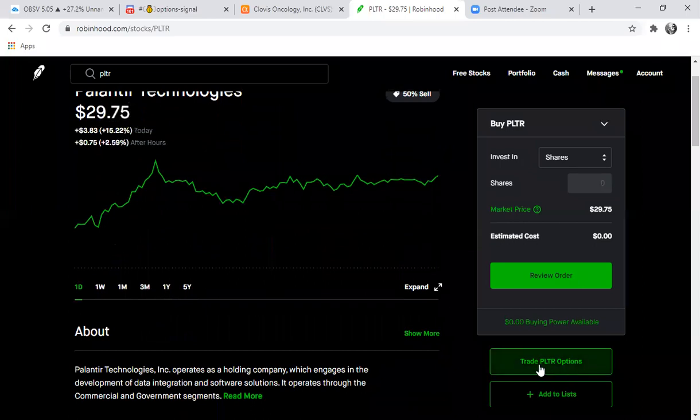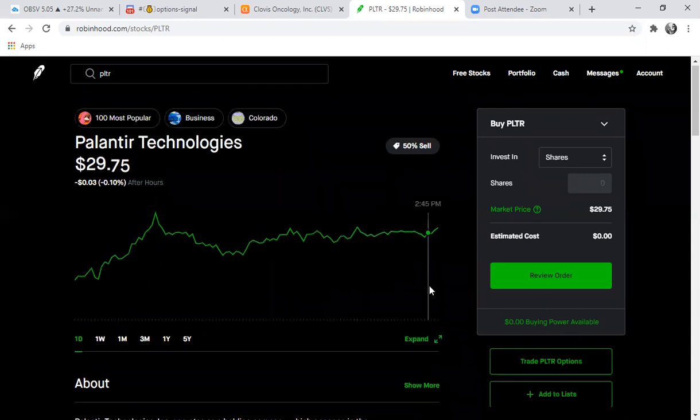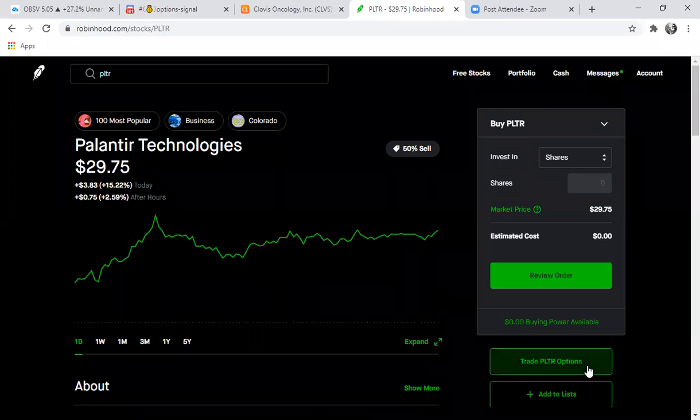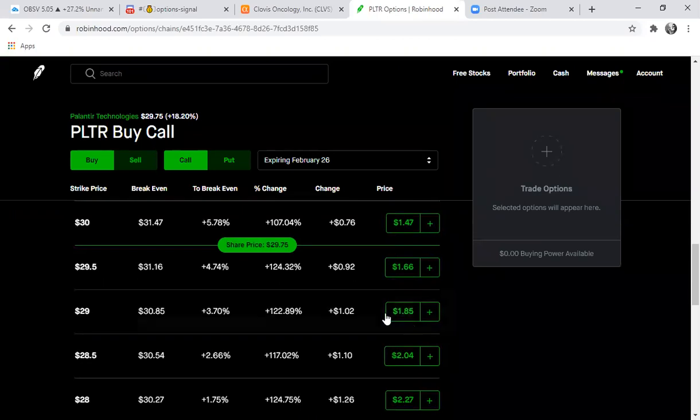Next, it's going to be the same thing. It's going to look the same way on your phone. Also, make sure you go to your settings and enable options trading. Make sure you are able to enable options trading through your settings. All right. So we're going to click trade.